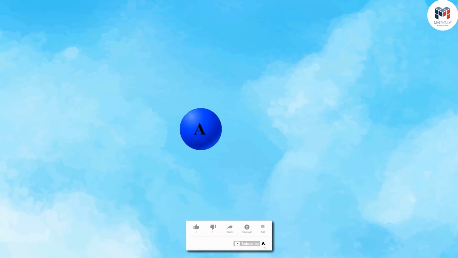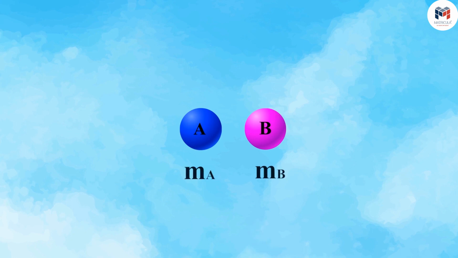Consider two balls A and B having masses ma and mb such that they are traveling in the same direction along a straight line with velocities ua and ub respectively. Also, let us suppose that no external force is acting on these two balls. Let the velocity of ball A be greater than the velocity of ball B, such that the two balls collide with each other after some time.